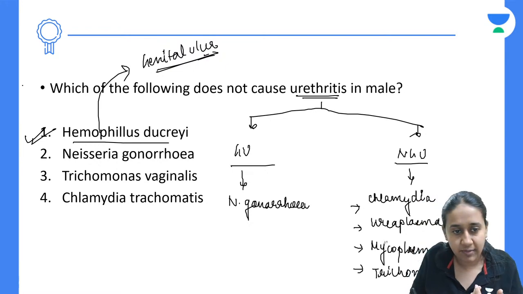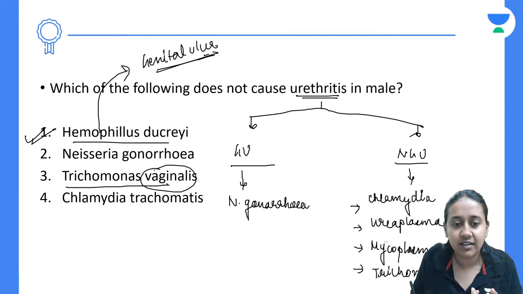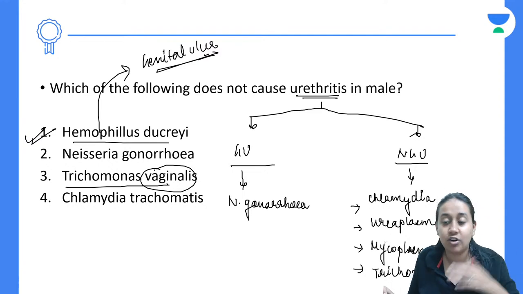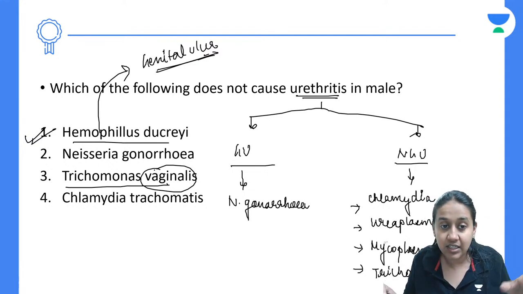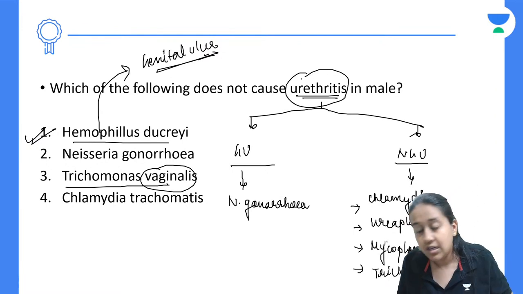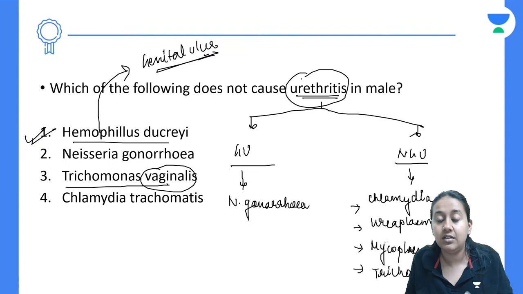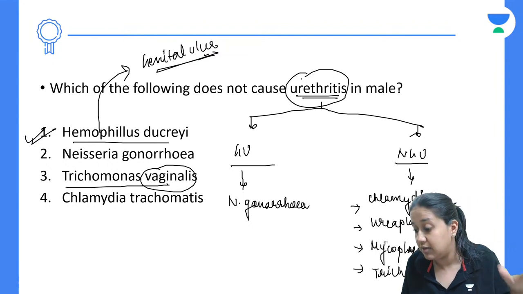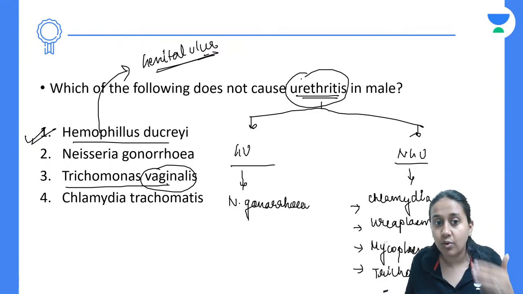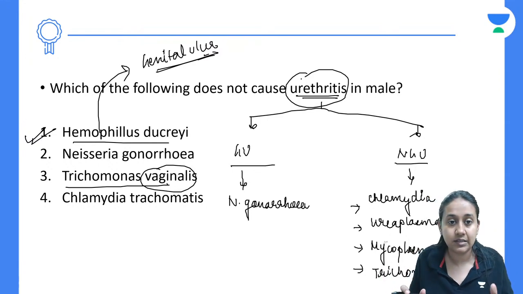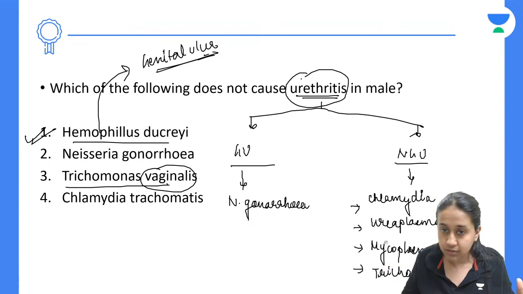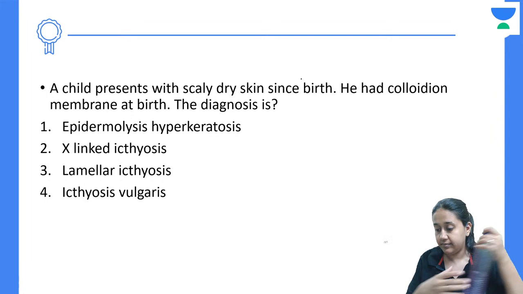Now there are many students who have marked option number 3 because they were thinking of vaginalis. So males do not have vagina, so vaginalis we cannot use for a male. But please read the question carefully. We are not asking for vaginitis, we are asking you for urethritis. So even Trichomonas vaginalis can cause urethritis in a male patient. Is that clear to all of you? It's a very simple concept, a very, very important concept which everybody should know. Any confusion? Next.